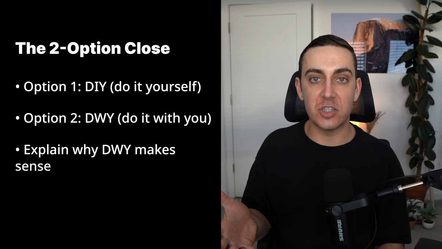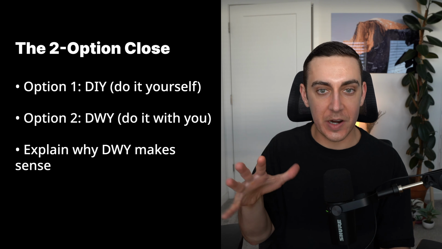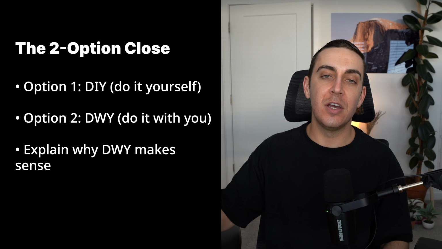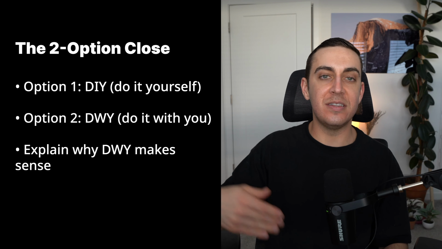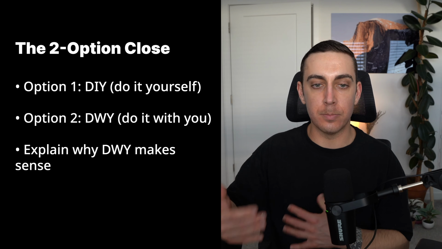Step number 8 is the DIY versus the DWY outro. I call this the 2-option close. So option number 1 is DIY. You can encourage people to go and try and do the thing you explained in your video for themselves. And then you mention option 2, which is the DWY, do it with you. Explain why working with you makes more sense for most people, meaning I can help you save time. I can help you save money. I can help you save that headache of you trying to figure all this shit out on your own.